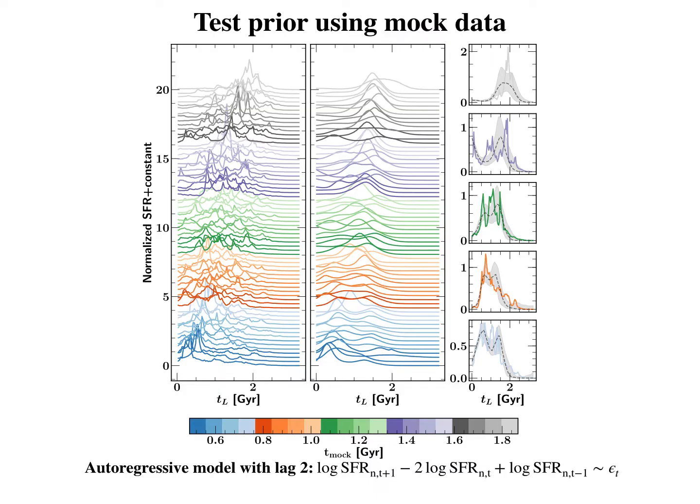And for the prior, as I mentioned, it's shown here, I use an autoregressive model with lag 2. So one way to test that is to go and generate mock data and try to fit the mock data with this exact same methodology and see how well we can recover what we wanted.